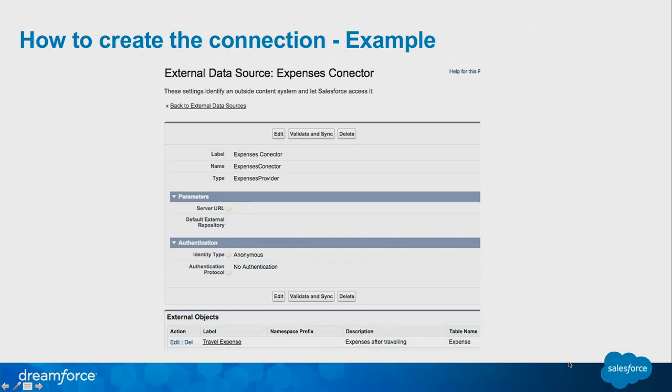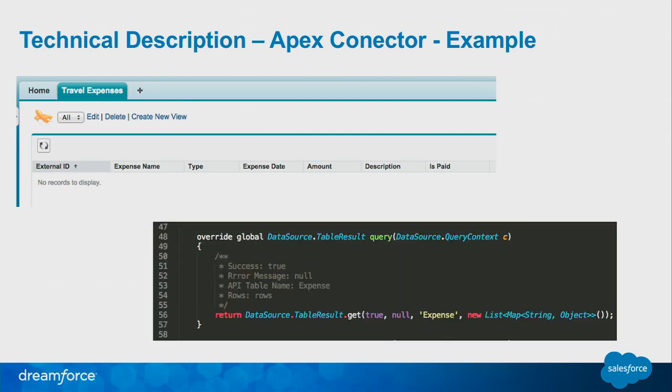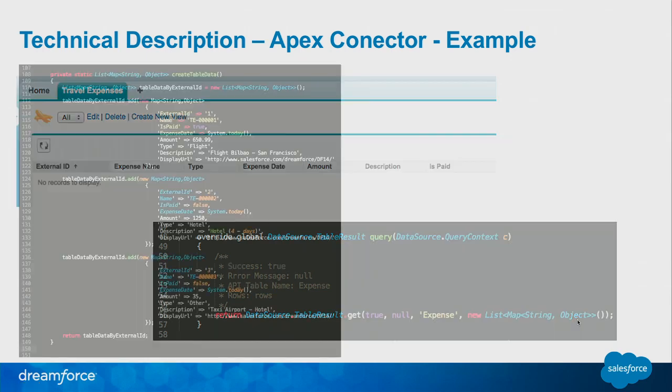Once I have the external object created, I will create my travel expenses tab. And in order to see the information, I need to enter some code here in the query. This time I'm getting an empty list view because I'm passing an empty map. The list of maps will be all the information that I will show in the list view. In this map, the key will be a string, the name of the field, and the object will be the value of this field.